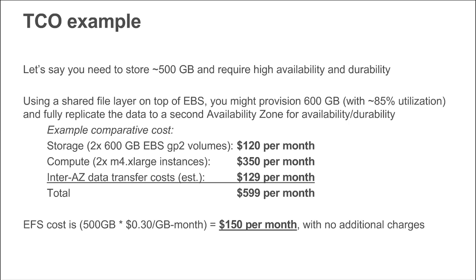Your compute costs, 2 M4 X large instances would come to $350 per month, and this is for the EC2 instance that's managing the storage layer in each AZ. And then you have your inter-AZ traffic at a fairly low level of replication, so fairly low level of writes to your file system. That would add up to about $130 per month. So the total cost that you're looking at is something like $600 per month. With EFS, your cost would be 500 gigabytes times 30 cents, $150 a month.